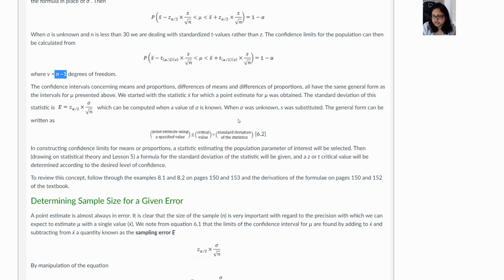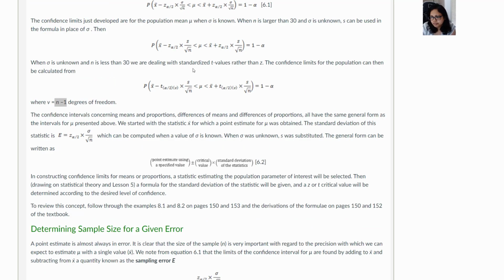Basically, we are using this equation to find the confidence interval. So basically for T and Z, you will see that this part is changing. That means whenever we don't know the population variance, we have to use the sample variance, and then we have to use the T critical value.